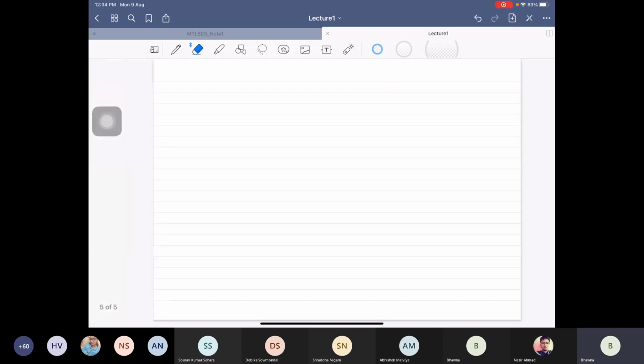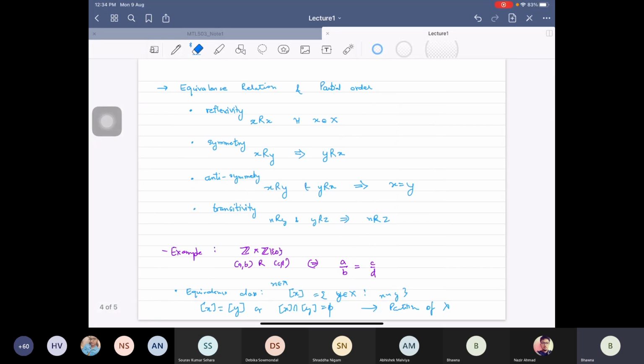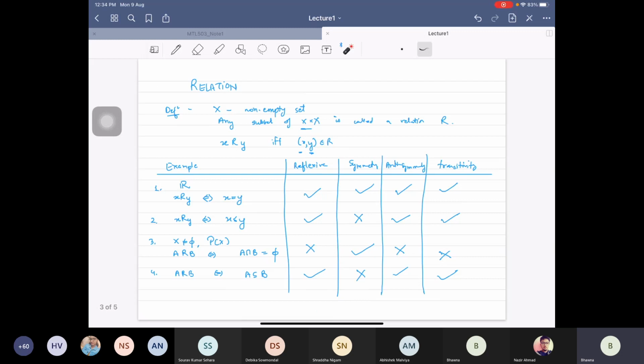Next we study partial order. A partial order is a relation which is reflexive, antisymmetric, and transitive. So if you see, the second example is a partial order. The fourth example is also a partial order. We have some sort of ordering. We are calling this partial because, in particular, two elements may not be comparable.